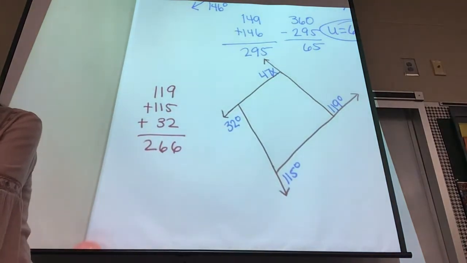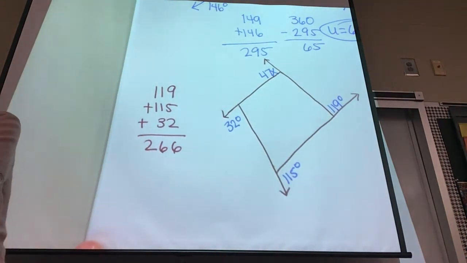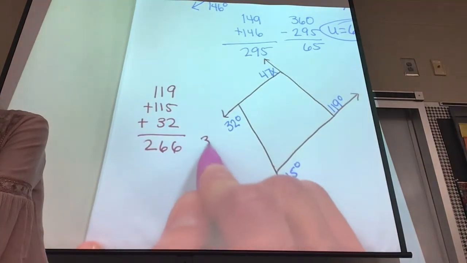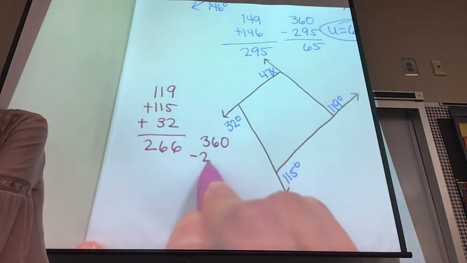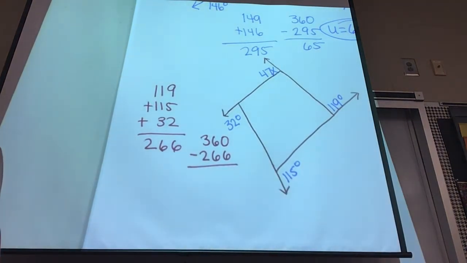Is that what everybody got? Yes. Okay, so now we know we should be doing what? Subtracting that from 360 as normal. So 360 minus the 266 should give us 94.